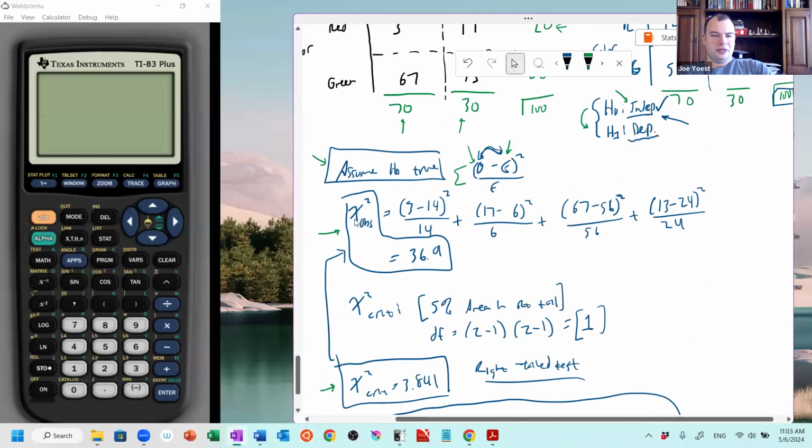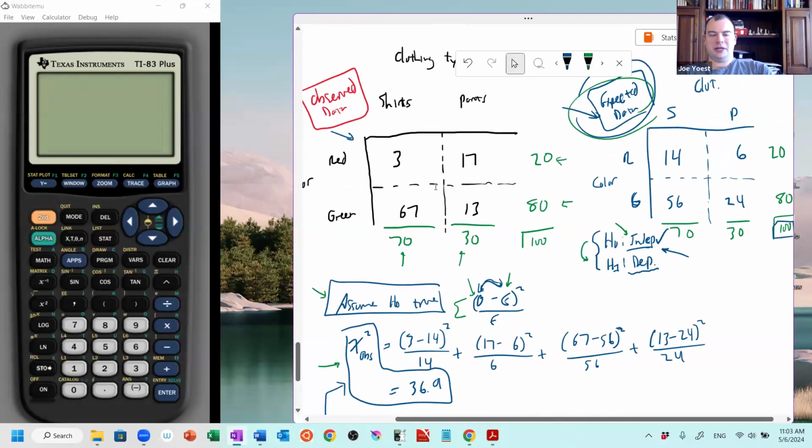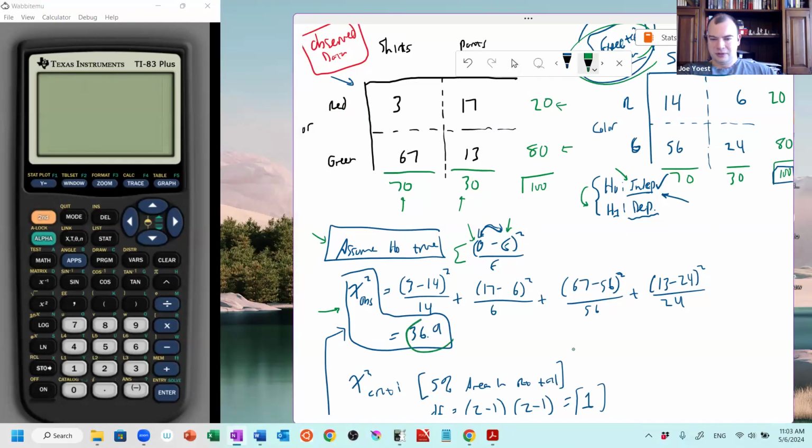So I compute my chi-squared observed by just taking the differences, say 3 minus 14, squaring them, dividing by the expected number, 3 minus 14 squared over 14, and then doing that for each of my 4 cells. So for the red shirts, observed minus expected squared over expected, 3 minus 14 squared over 14. Doing the same thing for the red pants, for the green shirts and the green pants. We add all those up and we get a chi-squared observed of 36.01.